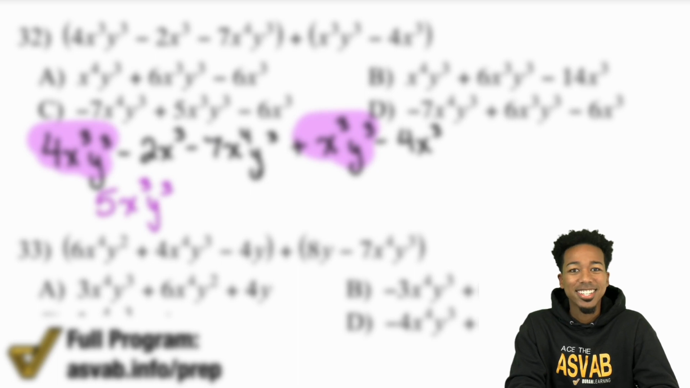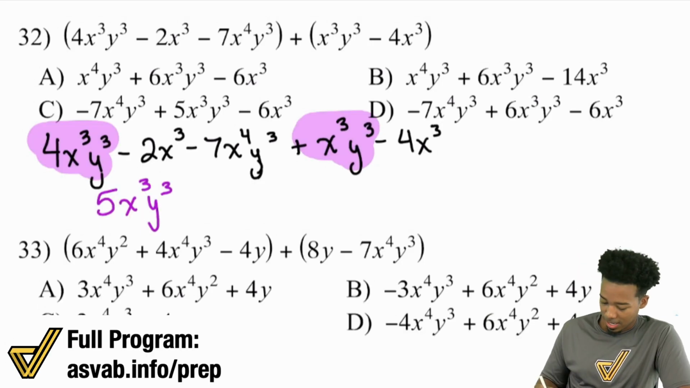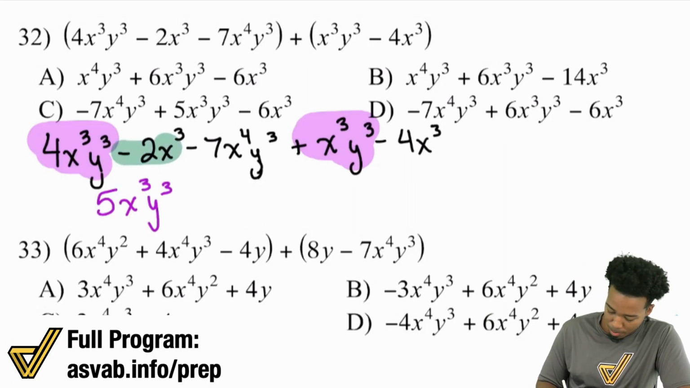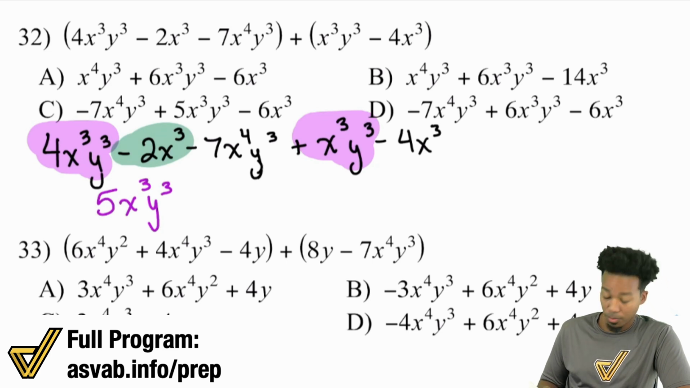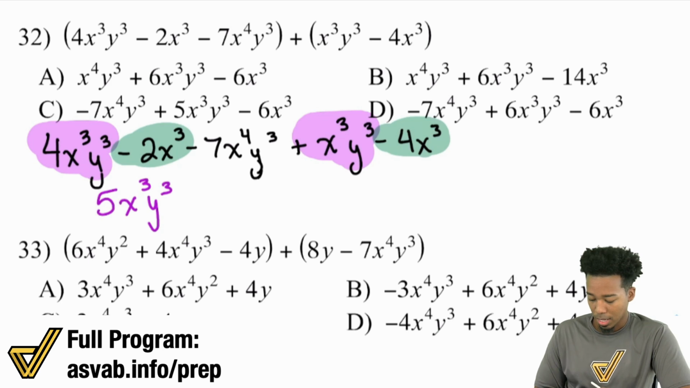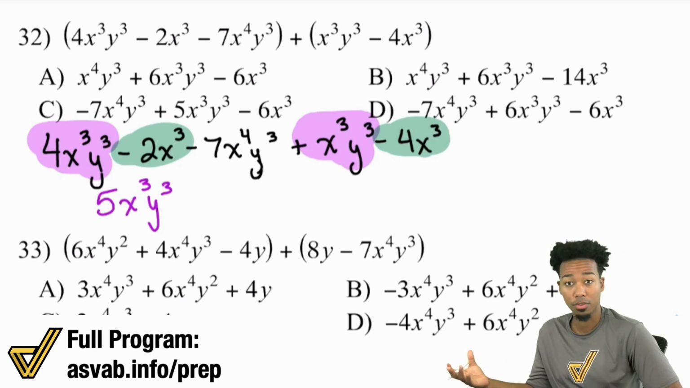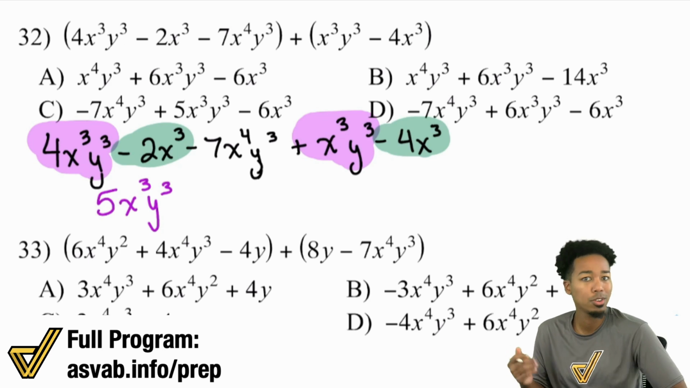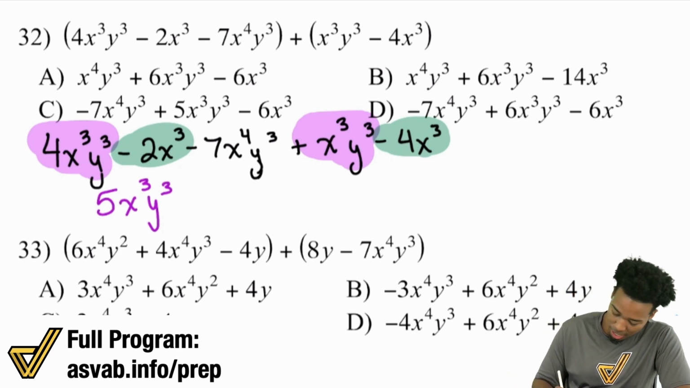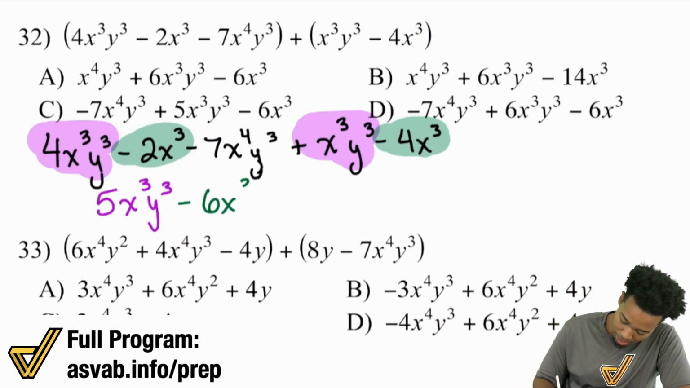Let's get started. Up next, I see here that we have minus 2x cubed. Do we have any other x cubed terms out there? Yes, we do, right over here. And so with that, I see that we can go ahead and say that, well, if we have minus 2 of something, then we subtract 4 of that something, we're at minus 6. Subtract 2, subtract 4, you have subtracted 6. You have taken away 6. So we can say minus 6x cubed.